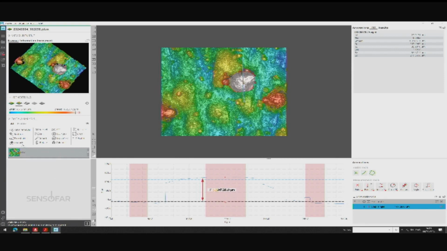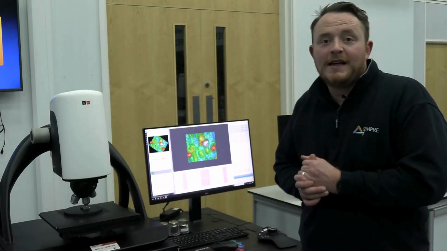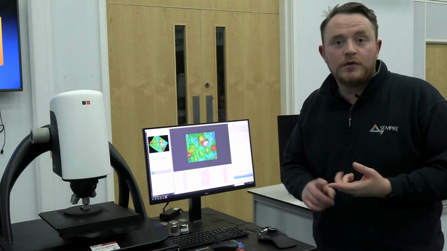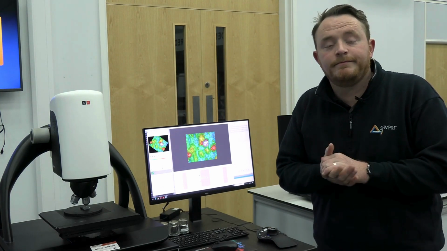Okay, so it gives a very quick overview of how easy the software is to use, how easy the system is to use, and the different benefits between confocal, interferometry, and focus variation.